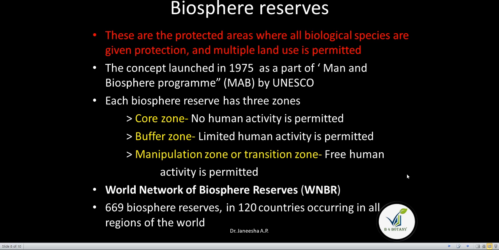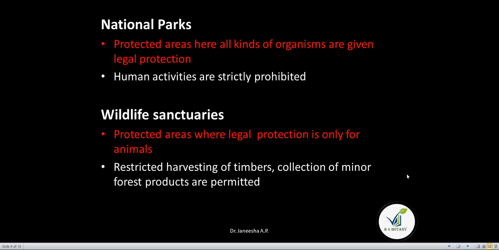Then what is a national park? These are protected areas. Here, all kinds of organisms are given legal protection. So, in national parks as well as in biosphere reserves, all kinds of organisms are protected. But the difference is that in a national park, human activity is strictly prohibited.